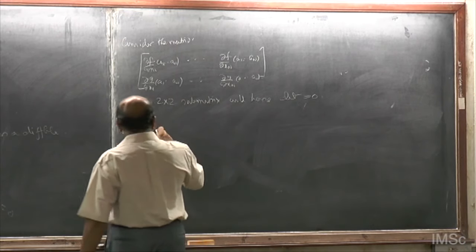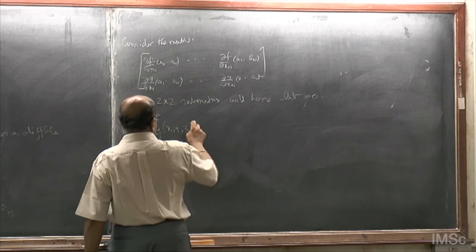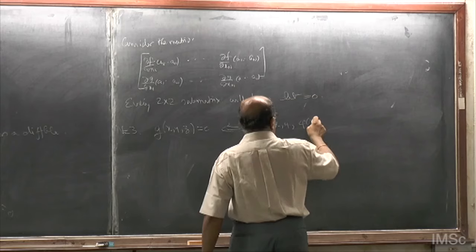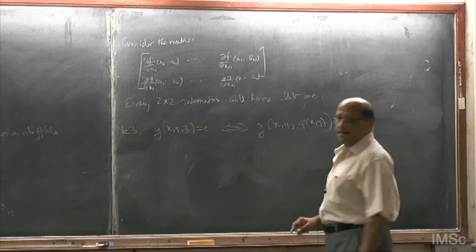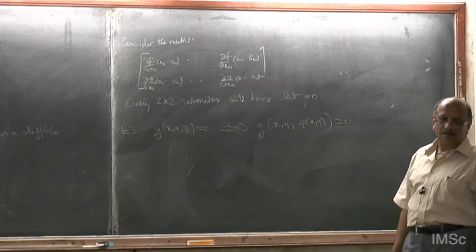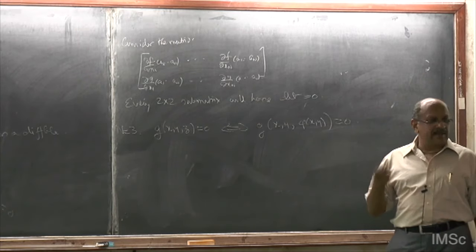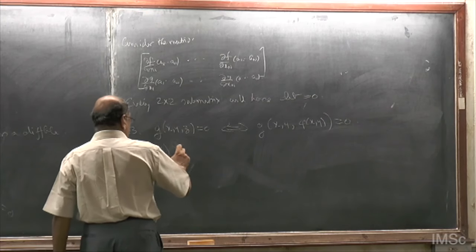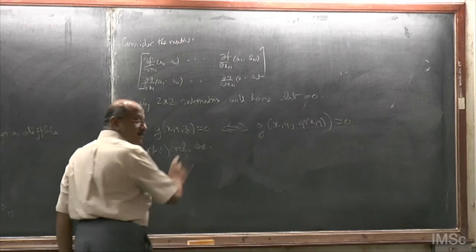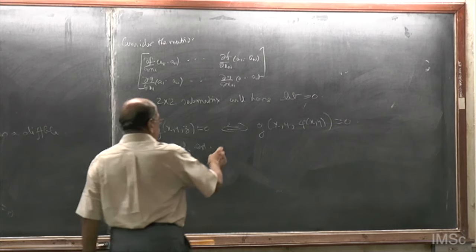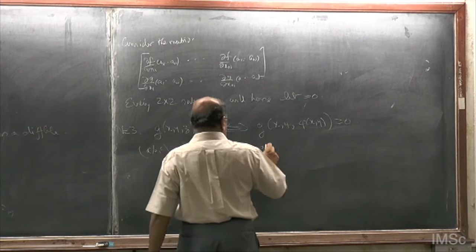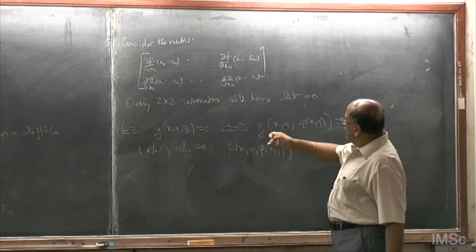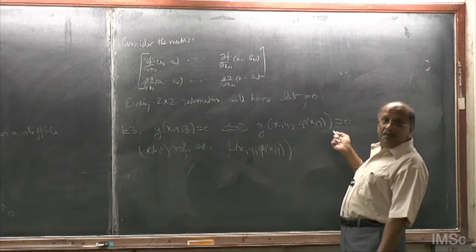So, let us assume that g of x y z equal to 0 is the same as saying g of x y phi of x y equal to 0. So, now the proof is exactly like last time. You assume ABC is a relative extremum. So, if you look at f of x y, phi of x y, these points are such that this happens.